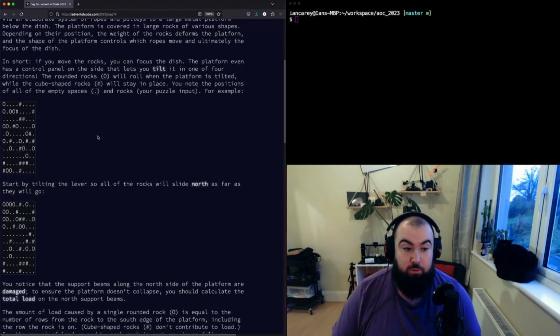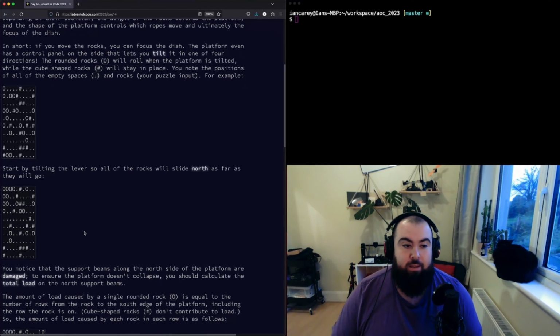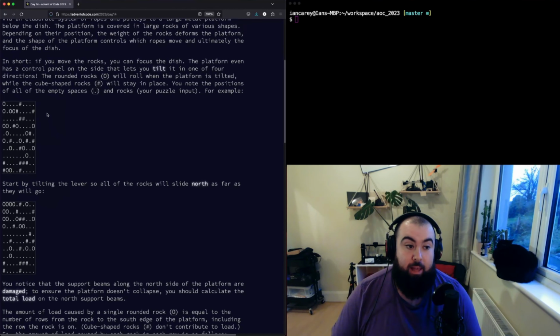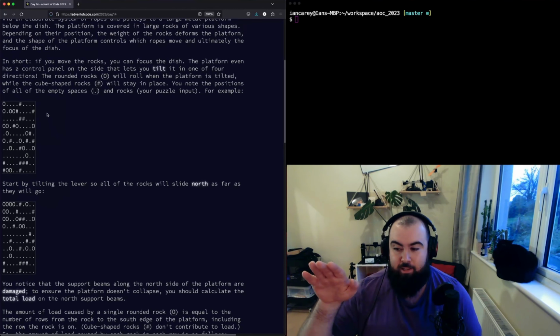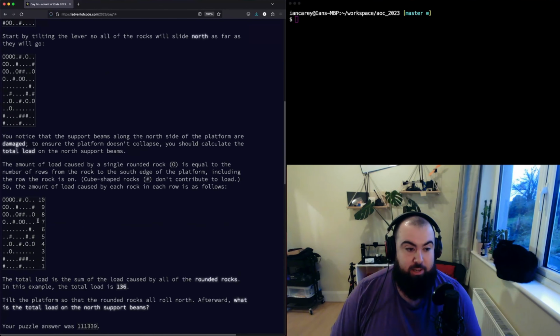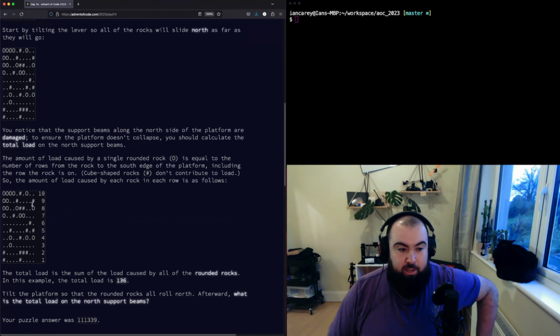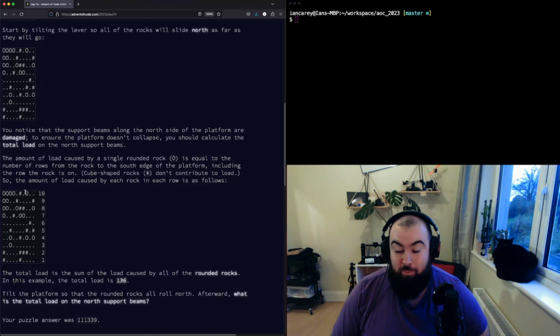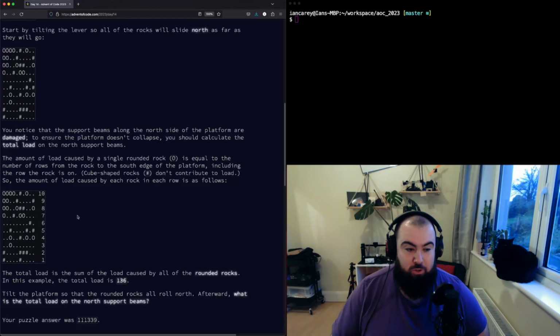So what they ask you to do for the first part is calculate the weight that this rock is putting on the support that is holding it up, by some maths thing that he defines down here. Basically, you're trying to determine the weight that this rock is placing on the beam it's pressing against, whatever the support structure is.